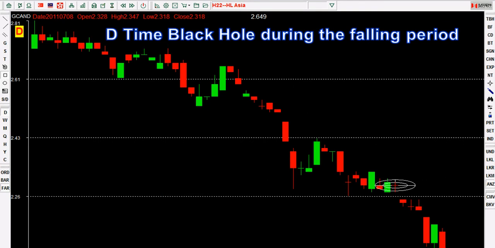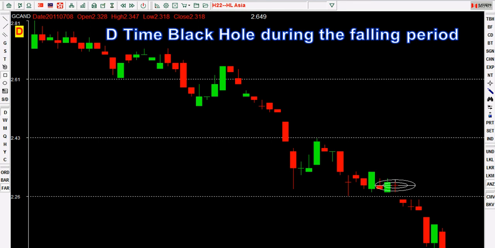Time black hole during the falling period. Okay, so you can see the price is in the downtrend. This is the downtrend, right? Because of the lower low and the lower high. Then we can see the time black hole appears. We should pay attention.